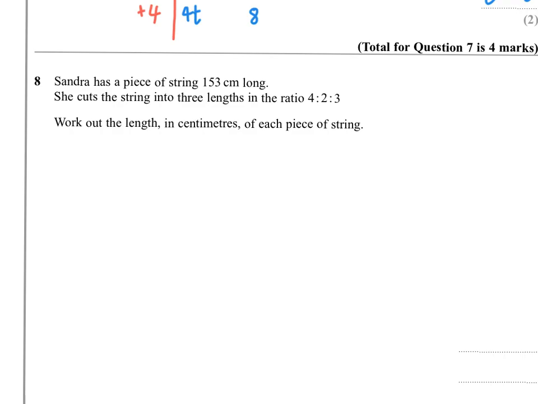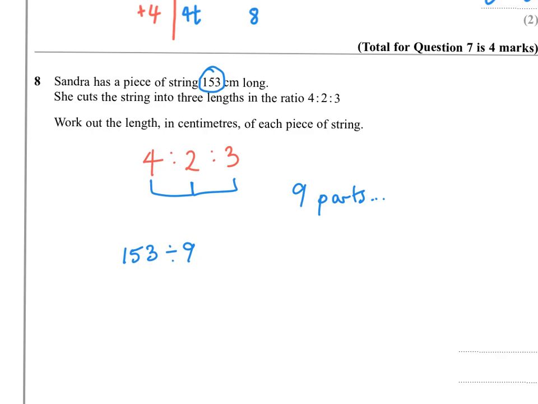So in this question 8, Sandra has a piece of string 153 centimetres long. She cuts the string into 3 lengths in the ratio of 4 to 2 to 3. So the first thing to think about is, how many parts is this altogether? Well, we've got 4 and 2 and 3 makes 9 parts. And the piece of string is 153 centimetres long. So the best thing to do would be to do 153 divided by 9. You can do that on the calculator.